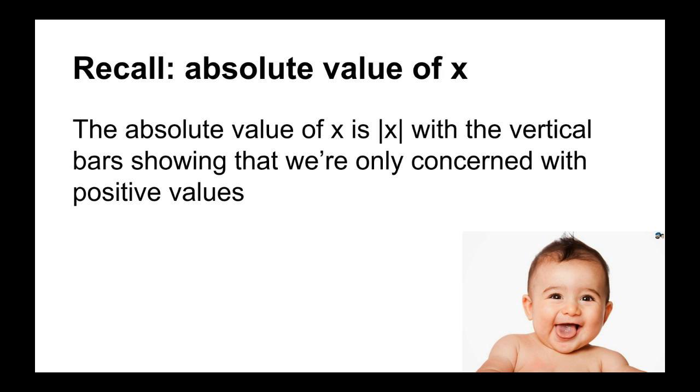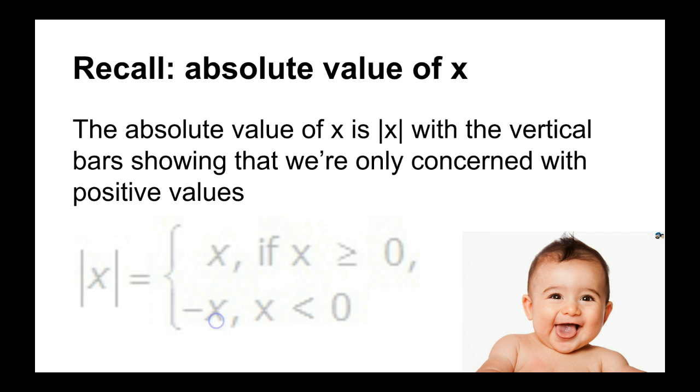So, I'd like you to recall from your earlier grades the absolute value of something. Whenever you use those vertical bars, it tells you that you're taking the absolute value of something, and we are only concerned with the positive values. For all the real numbers, the absolute value of x is x if x is greater than or equal to 0. However, if x is less than 0, we have to take the negative value of x, because a negative times a negative is a positive.